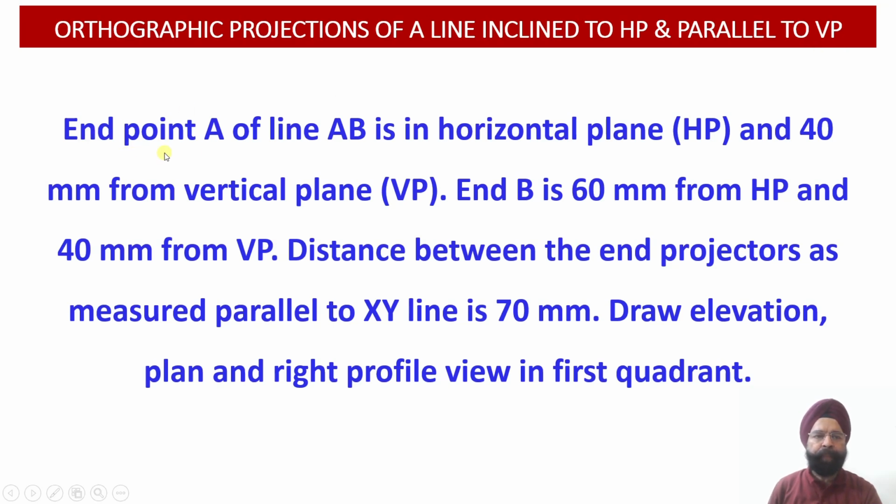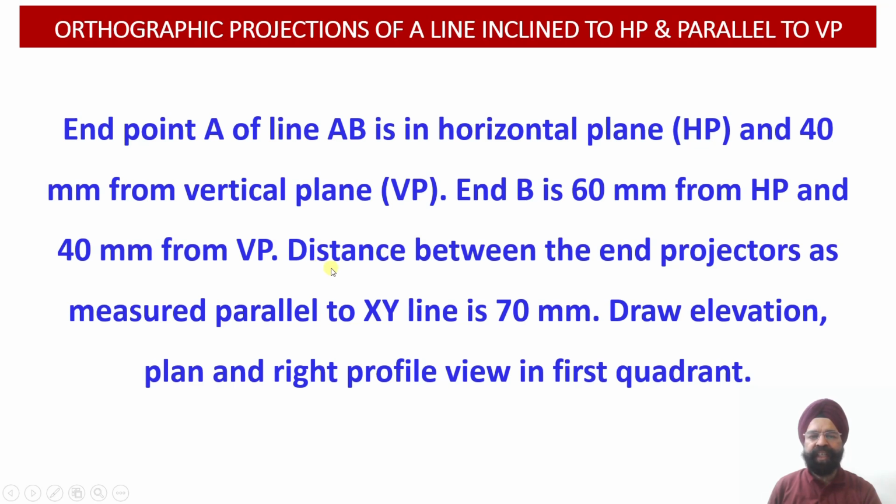End A of the line AB is lying in the horizontal plane. That is, the front view will be obtained onto the XY reference line. And end A is lying 40 millimeter from the vertical plane, that is 40 millimeter in front of the vertical plane. Whereas end B is lying 60 millimeter from the horizontal plane and 40 millimeter from the vertical plane.